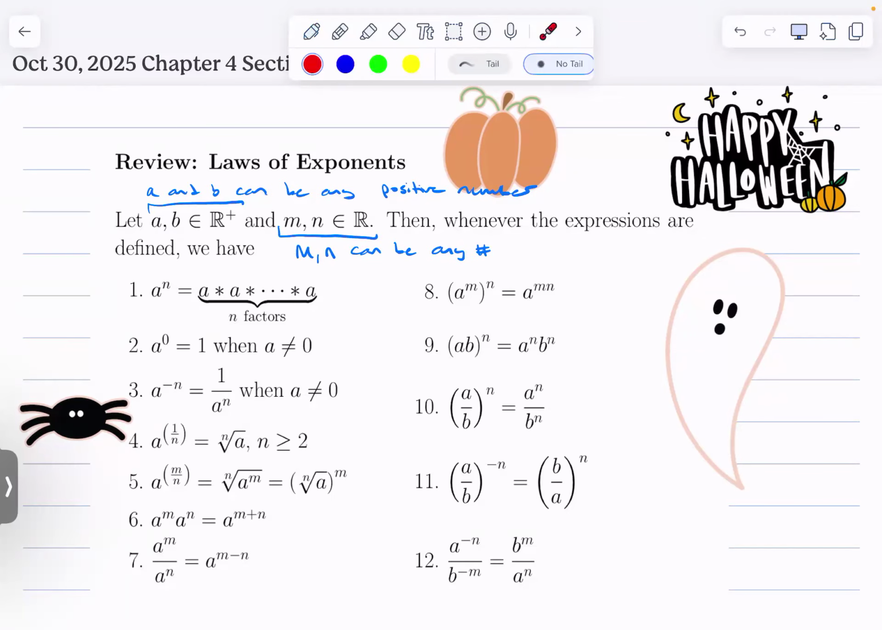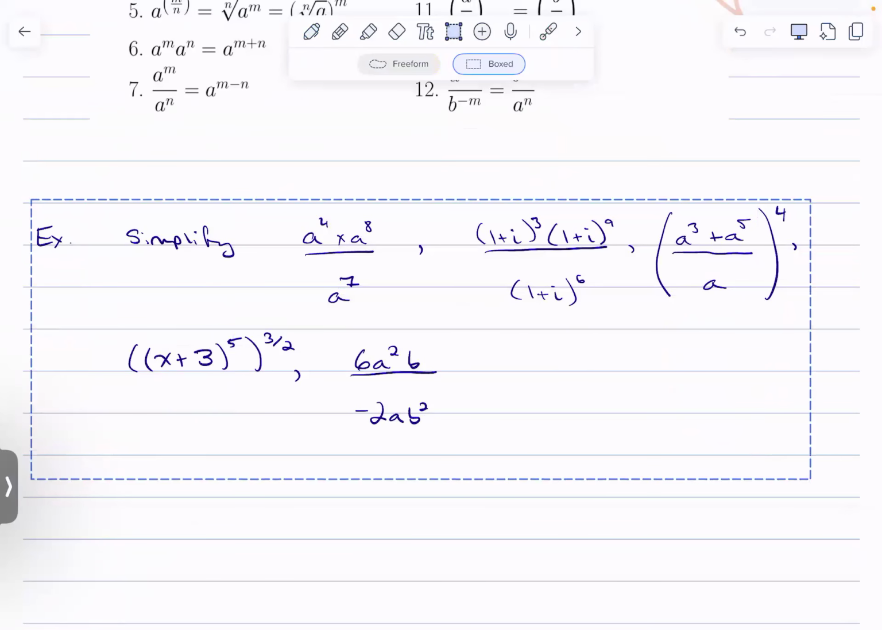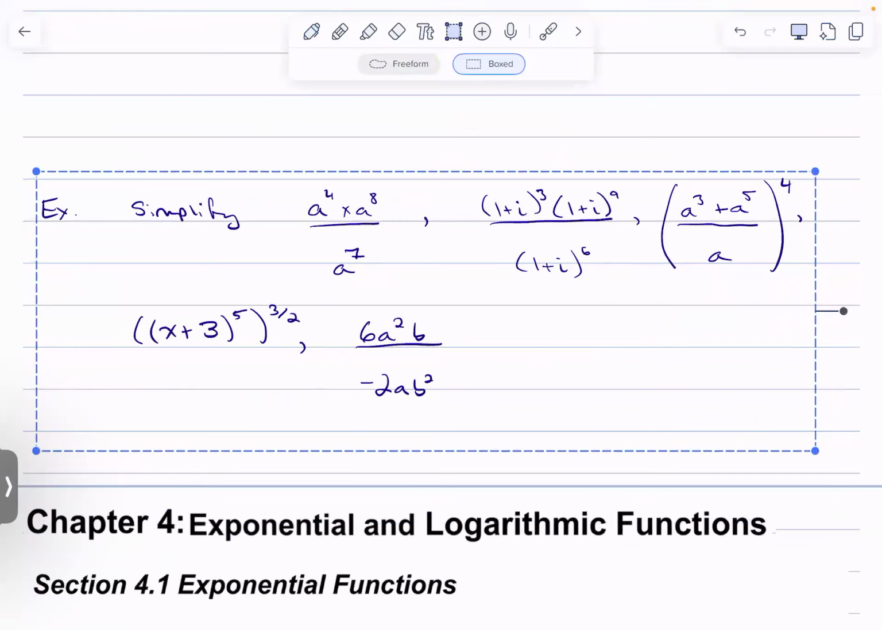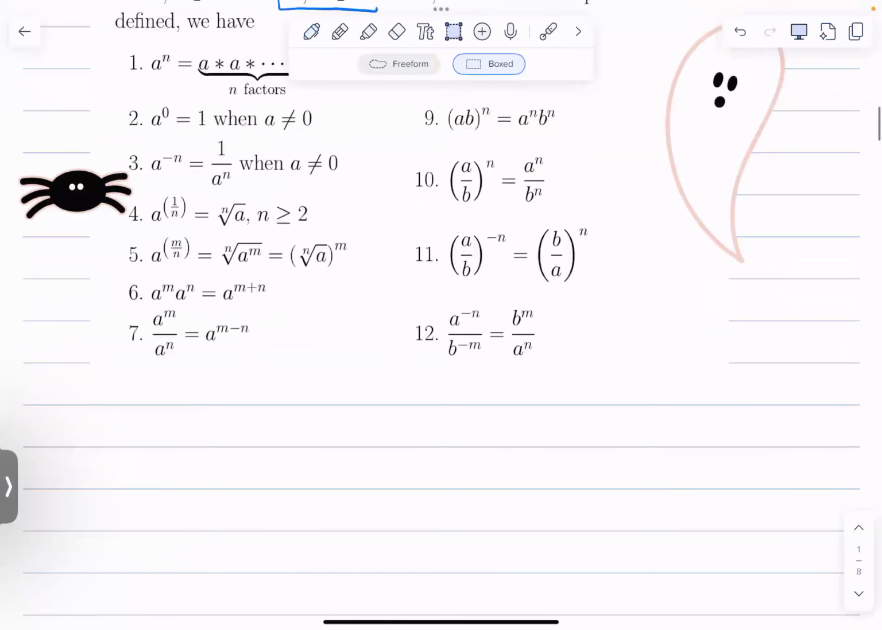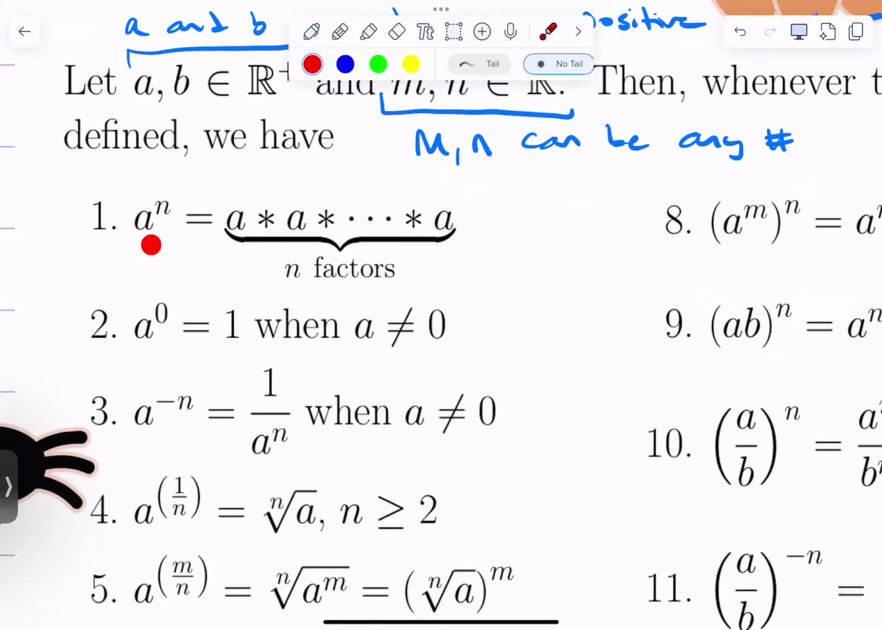Now, the laws are these. And let me just move this down. I've got some examples for us to work through. I think the first one should ring a bell. If you have a to the power of n, then that means a times a times a times a, n times. And so that one should be good. But of course, now we're talking about these exponents, these powers. And so we have to remember what they do.